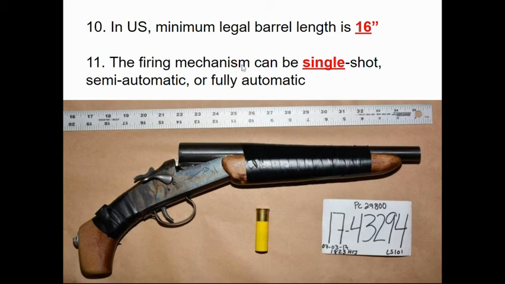The firing mechanism can be what's called single shot, semi-automatic, or fully automatic. We've kind of mentioned those already. Single shot is you pull it once, it fires, and now you have to reload. Semi-automatic, you pull the trigger once, it fires once every time you pull the trigger. Fully automatic, I pull the trigger once, and it fires multiple times as long as I'm holding down that trigger.